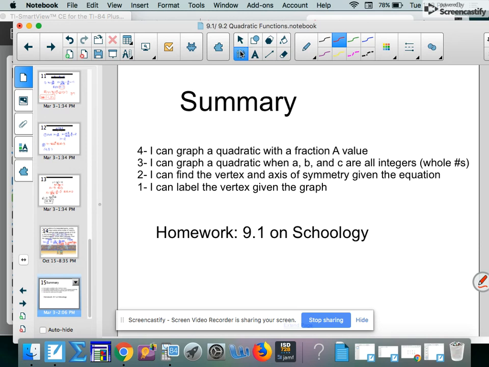For your summary today, we only got to level 2, so you could talk about how you find the vertex from an equation. You could talk about using negative b over 2a and plugging it in. You can talk about what a parabola is or what an axis of symmetry is. There's quite a lot in these notes. And then your homework is 9.1 on Schoology. Best of luck. I believe in you.